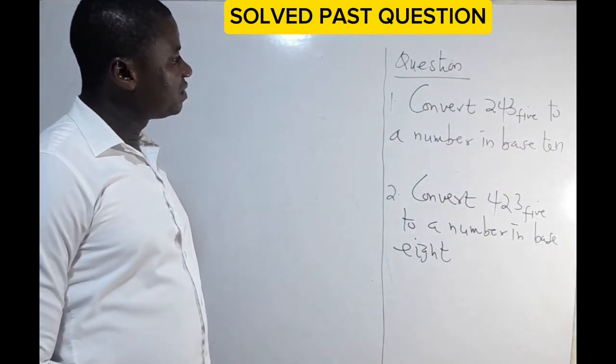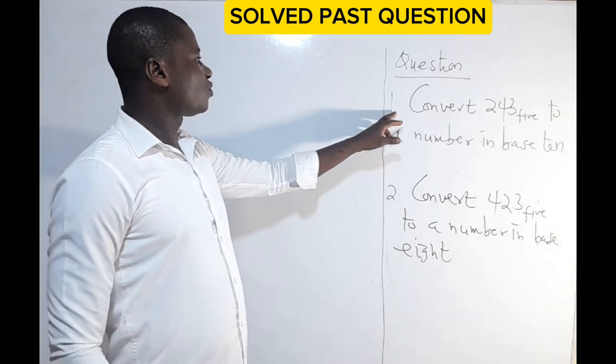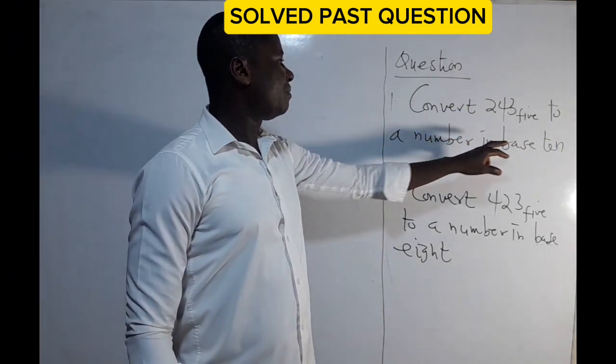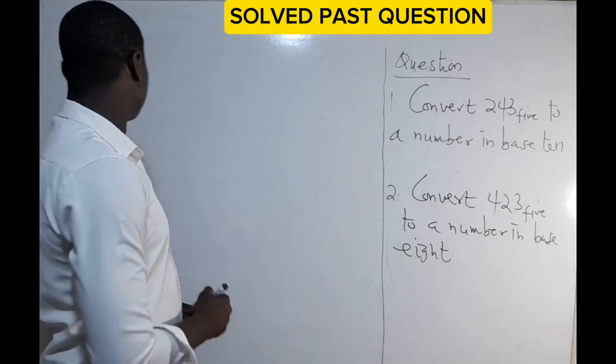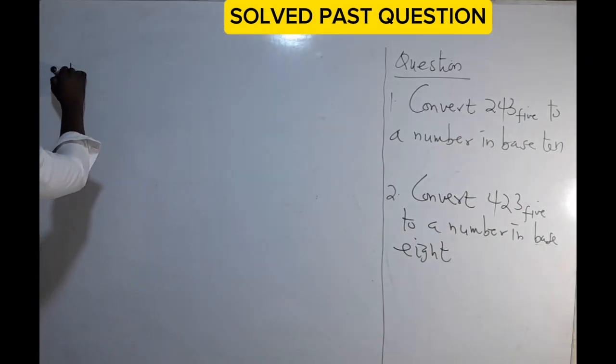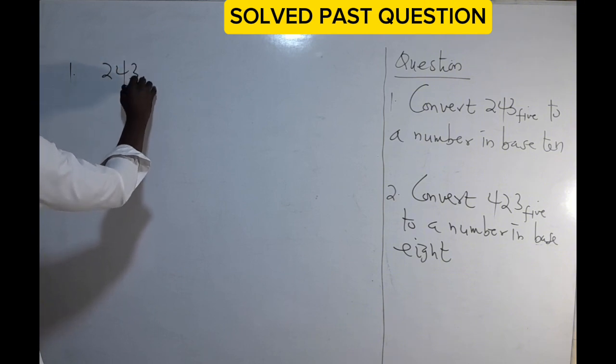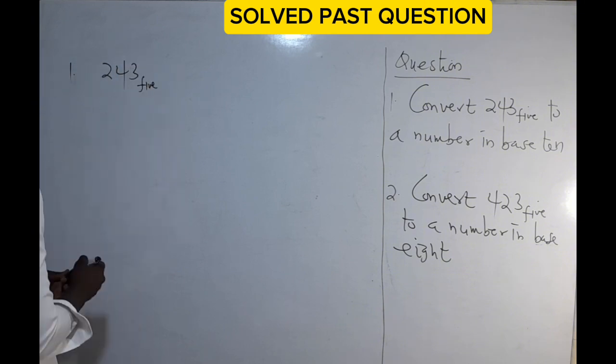This is our questions for today. Now, the first question, we have to convert 243 base 5 to a number in base 10. Okay, so let's look at the first question. We have to convert 243 base 5 to a number in base 10.